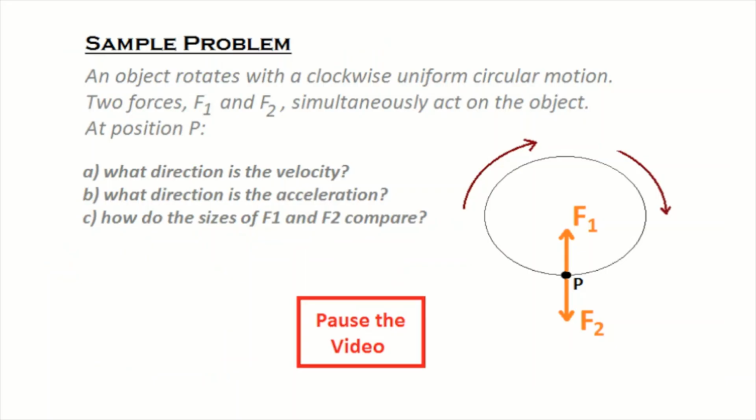Let's end with a sample problem. Here we're looking at an object moving clockwise with uniform circular motion. When it gets to position P, represented by the black dot, 3 questions are asked. I'll let you read through them. If you want to pause the video and try these on your own, I'll talk you through each in a minute.